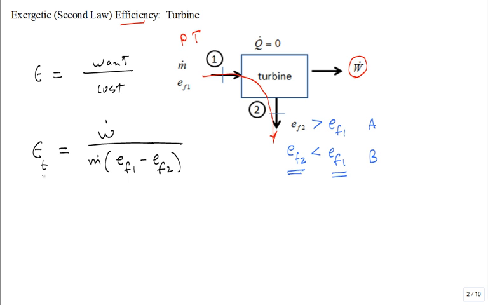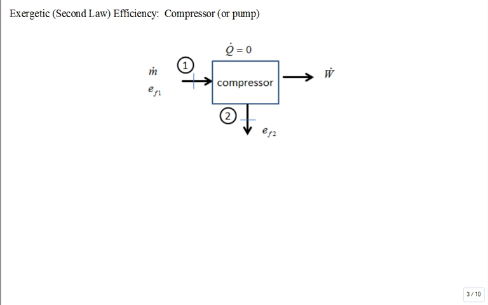Okay. How about another device? Let's talk about the exergetic efficiency, sometimes called the second law efficiency, for a compressor or a pump. Now, you can work it out where you have the power going out of the compressor, but we know that the power is really into the compressor. So I'm going to abandon the sign convention, and I'm going to say W dot into that device, into the pump, into the compressor.